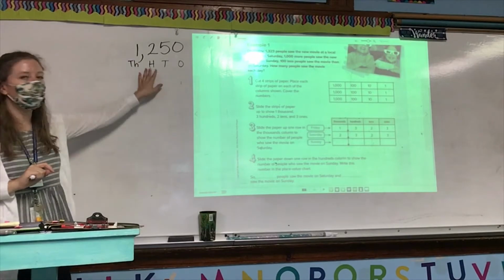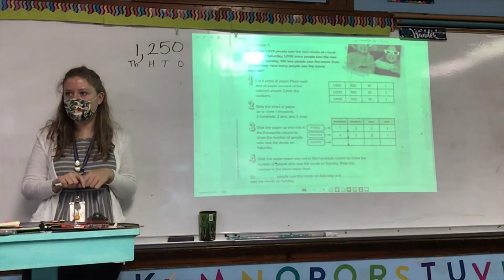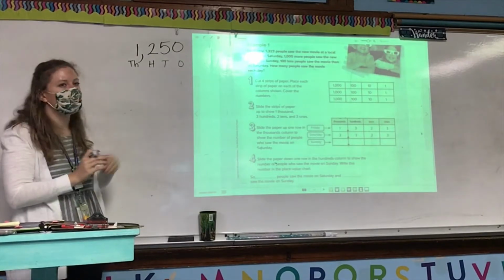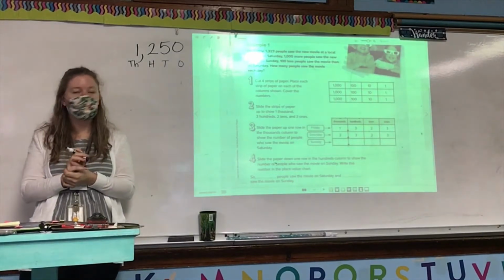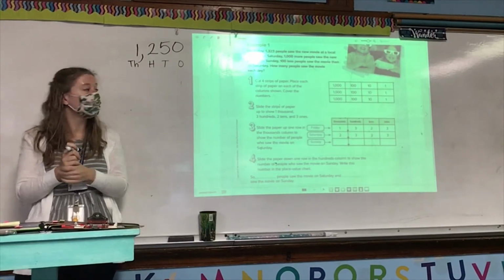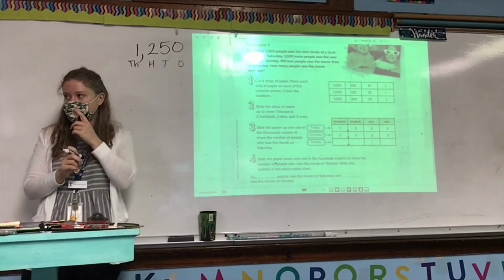Now, I want to use base 10 blocks to show this number. How would I use base 10 blocks? I'm going to draw them because I can't make my one big cube magnetic and my hundredths flats won't work.